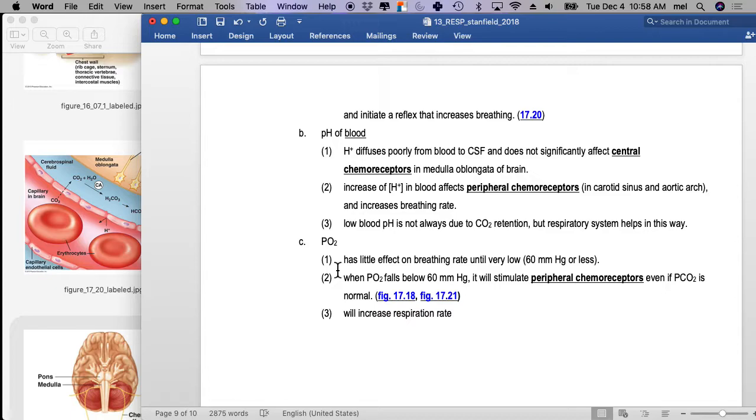Okay? So in order, the things that will cause you to breathe the fastest, or cause an increase in respiration rate the fastest, I should say, are an increase in PCO2, you with me? A decrease in pH, or a decrease in PO2. Okay? So I want you guys to help me put together a story. So think about all this.